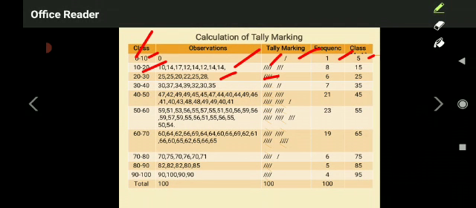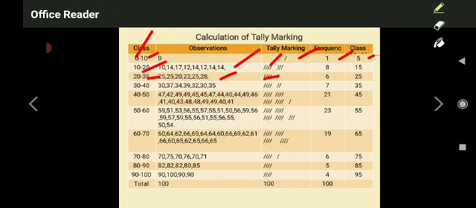The third class interval is, for example, 20 to 30. In that class interval, look at the slide, how many observations are there? There are total of 6 observations: 25, 25, 20, 22, 25, 28. So there are total of 6 observations. You have to write all the observations in that observation column if it is a tally marking question in the examination. Okay, you have to write all those observations, and again come to the tally marking column.